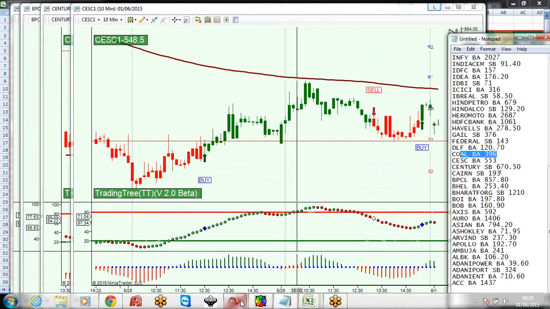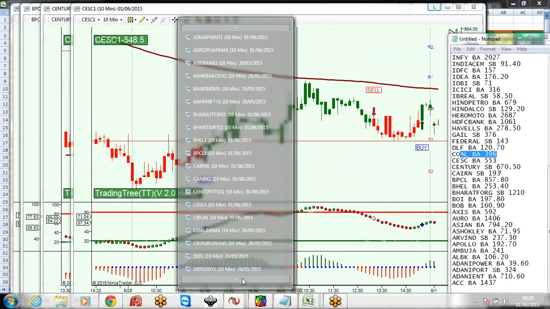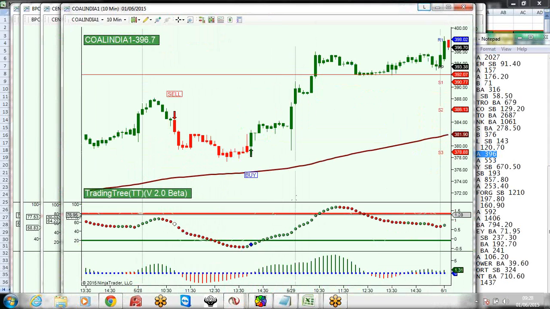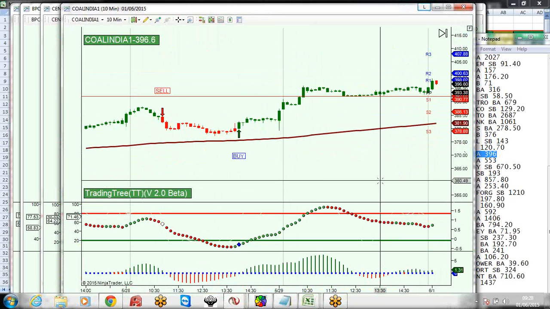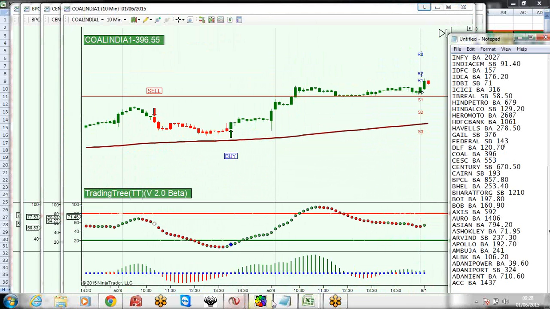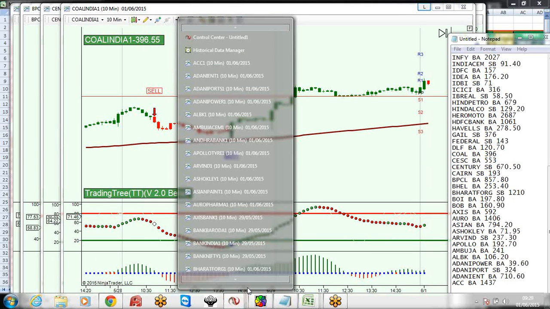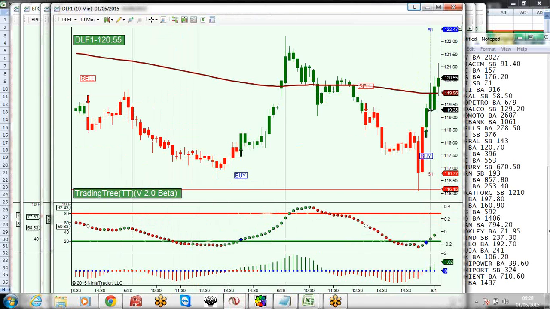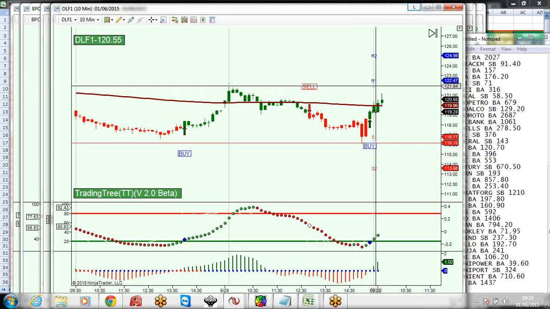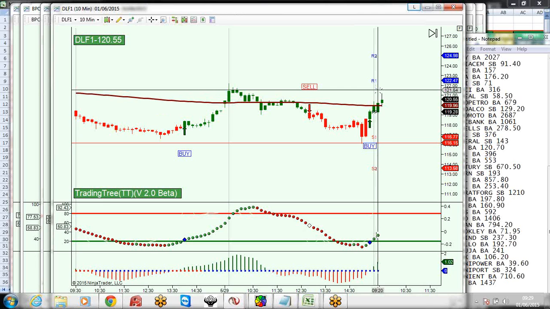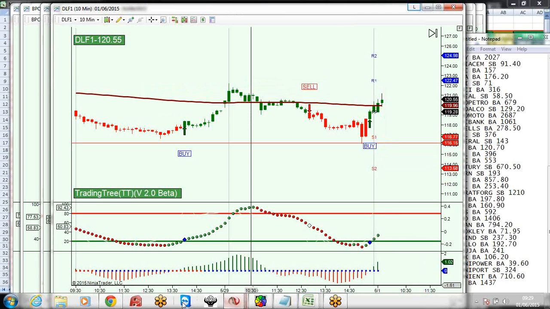Coal India buy above 396. It's at 396.70 now. DLF buy above 120.70. It's already done 121, so we can wait on this. The next target for this will be 121.50, and after that it will be your R1.